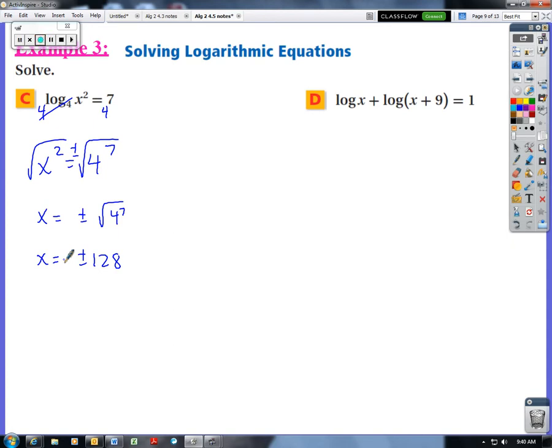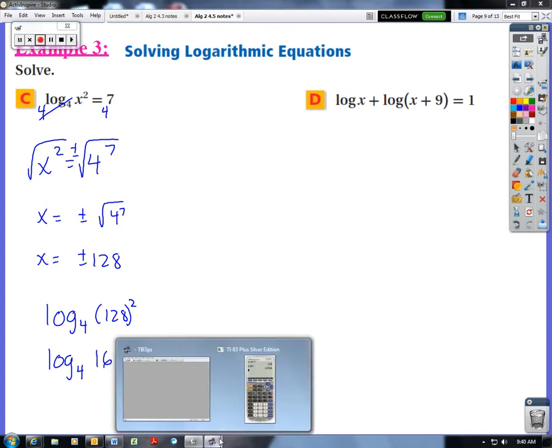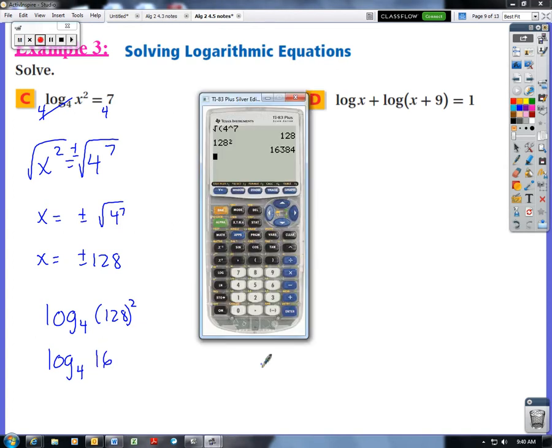Let's check it and see if it works. Log base 4 of 128 squared. Let's do 128 squared, because we need to know what that is. Okay, that's 16384.